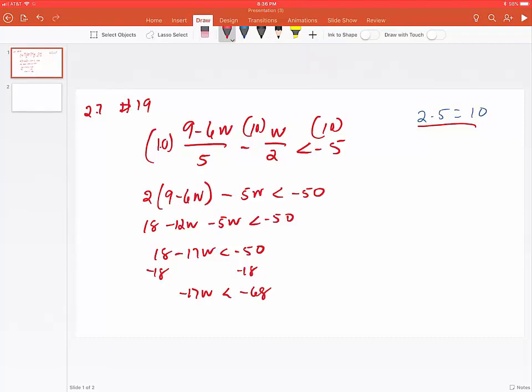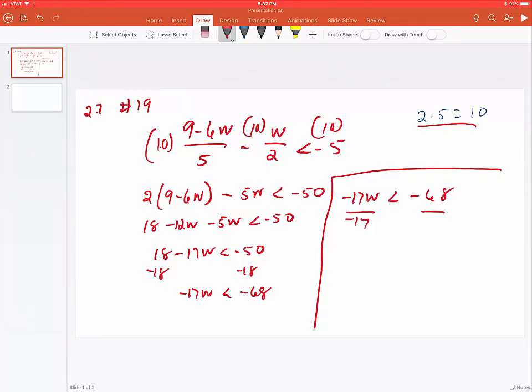And now, since I have to divide both sides by a negative value, so I have negative 17w is less than negative 68, I'm going to divide by negative 17. I have to switch the direction of my inequality symbol. So then what I'm going to have is that w is less than 68 over 17, because a negative divided by a negative is a positive.